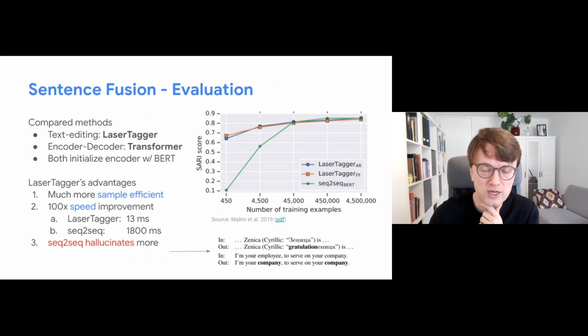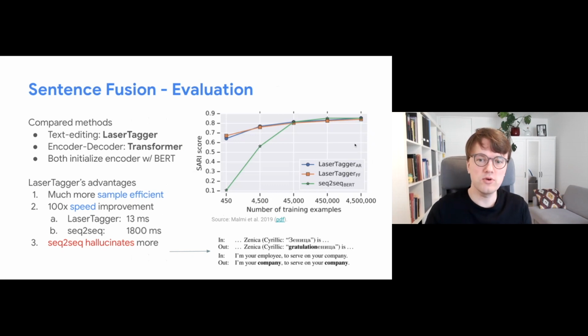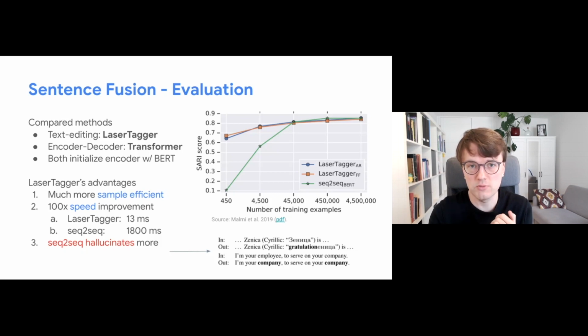And the main finding we made was that these 2 approaches yield a pretty similar performance when you have 45,000 training samples or more. But once you go below that, the performance of the seq2seq or the encoder-decoder approach dramatically drops. So if you have just 400 training samples, the output of the model is just garbage, essentially. Whereas the performance of the text editing approach, LaserTagger, degrades much more gracefully. So even with just a few hundred training samples, you can still get pretty decent outputs.